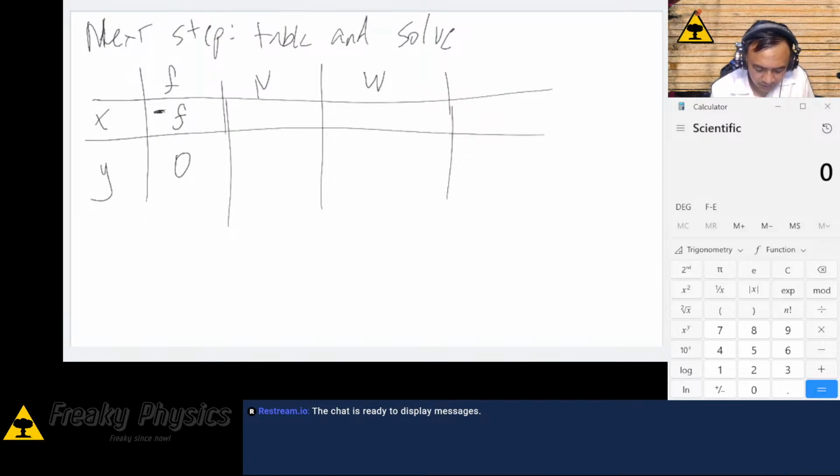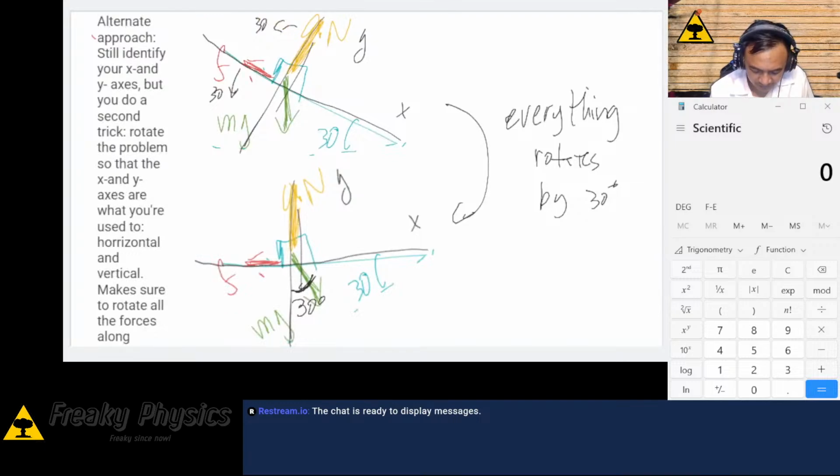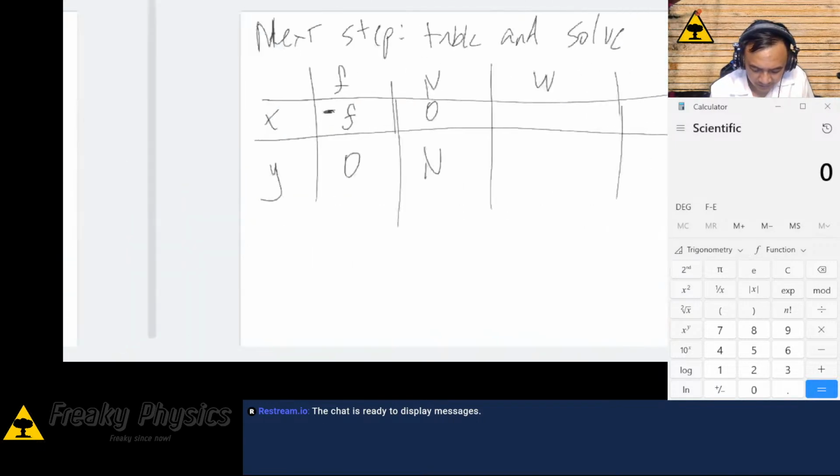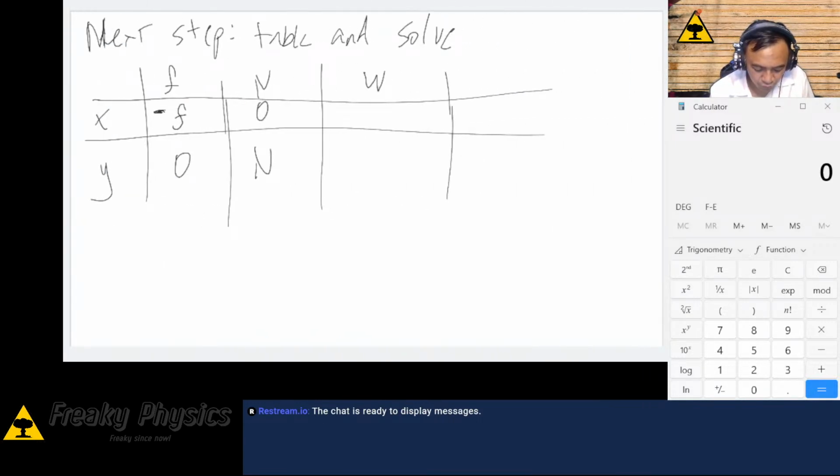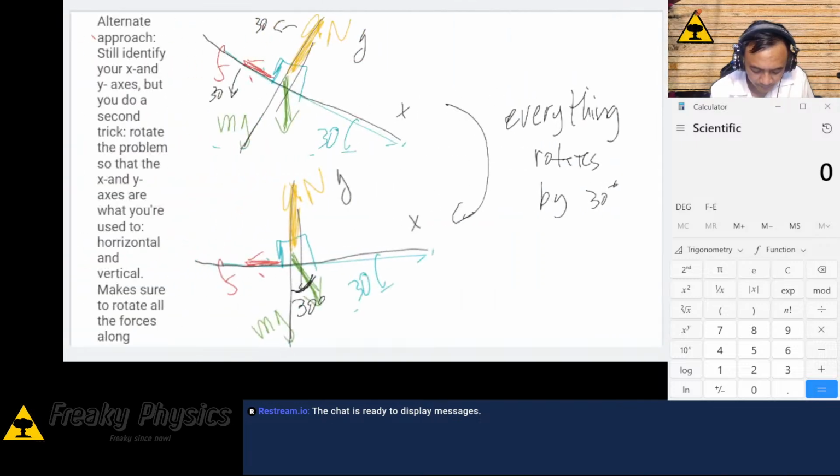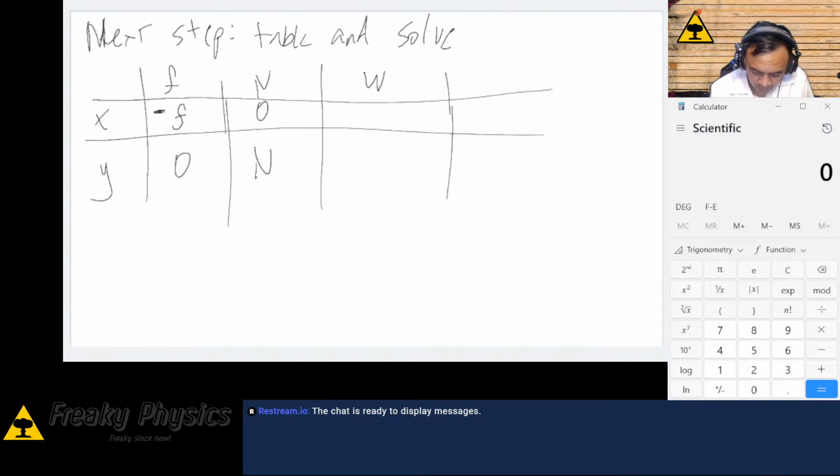That's 0, and n is just n. This is 0. Y positive, it's going up, right? And finally, mg is the one with components. So if you look at mg, let's draw it here. That's your whole mg.